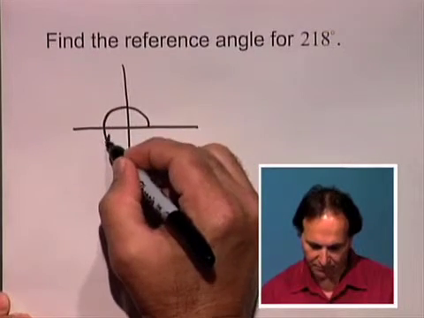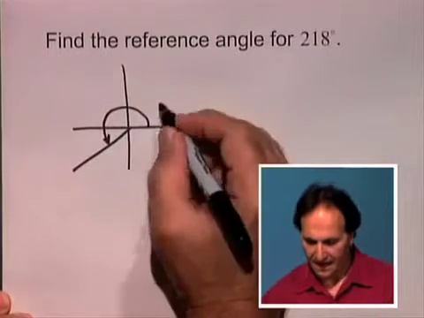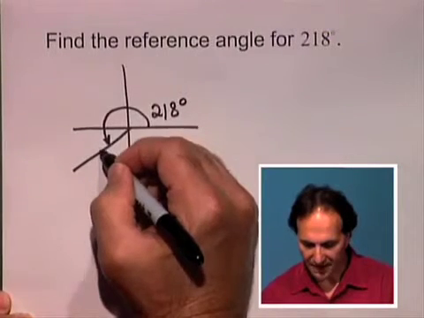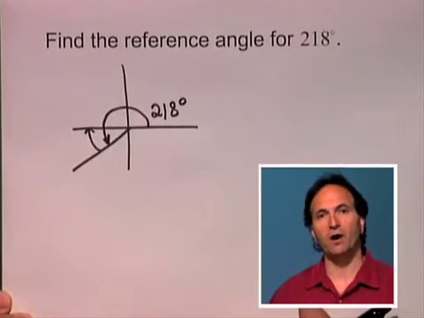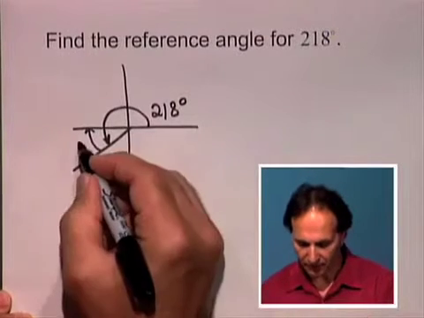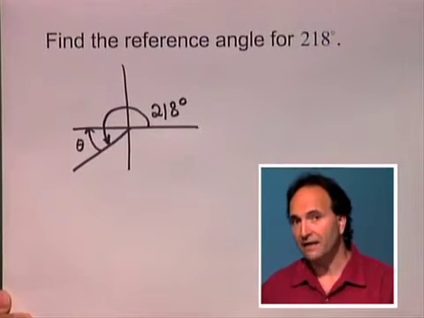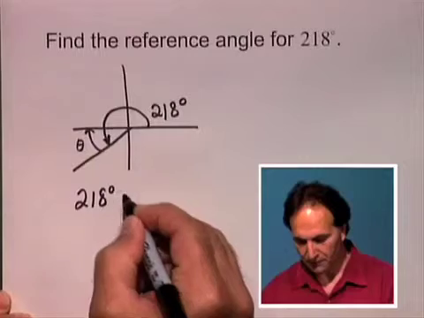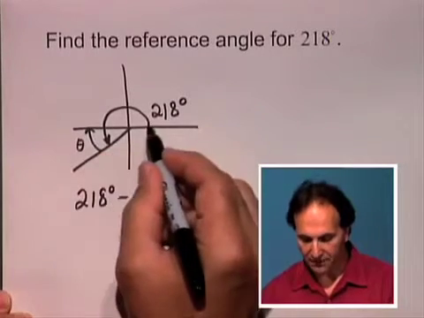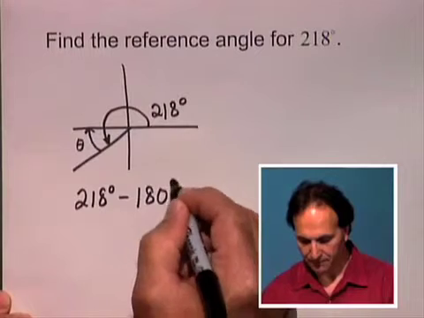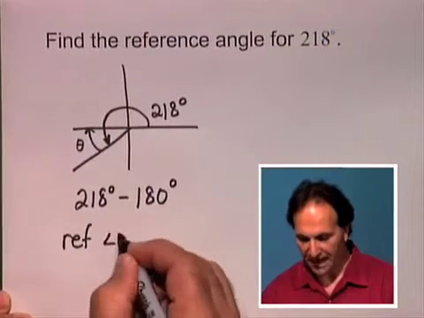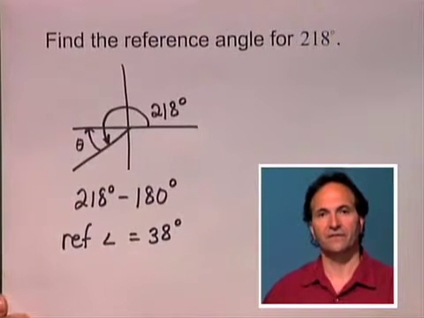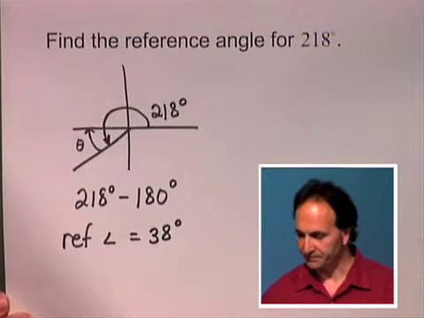218 degrees will land us approximately there, and therefore the reference angle would be the positive angle between that terminal side and the closest part of the x-axis. So I will call that theta. To find that reference angle, we would take 218 degrees and subtract 180 degrees. That would give us a reference angle which equals 38 degrees.